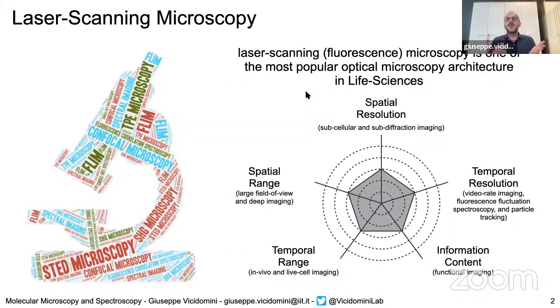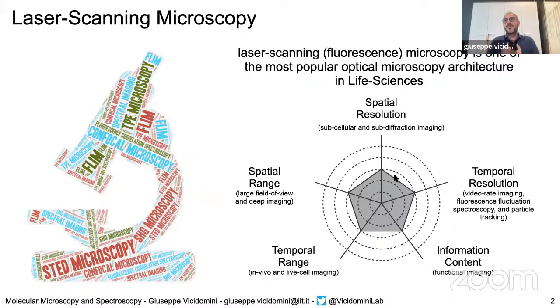At the end of the story, when you sit in front of a laser scanning microscope, you get access to a lot of different information with a unique combination of spatial and temporal characteristics, which are represented in this radar plot. So you have spatial resolution, which is the minimum detail that you can distinguish in your sample. You have access to a large spatial range. So how deep can I go in my sample, how big is my sample.